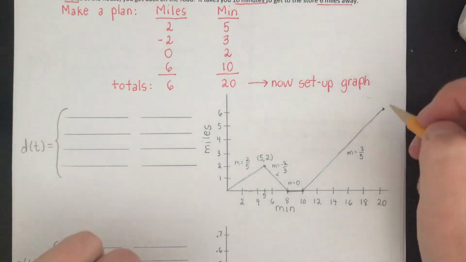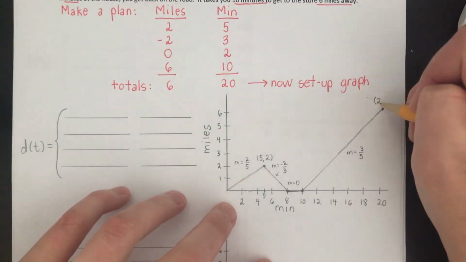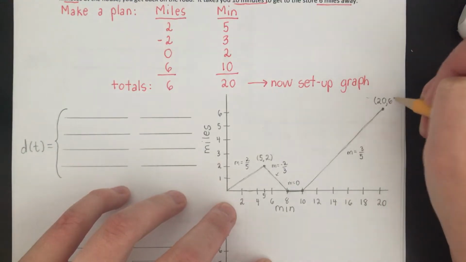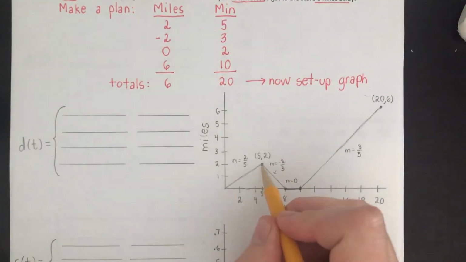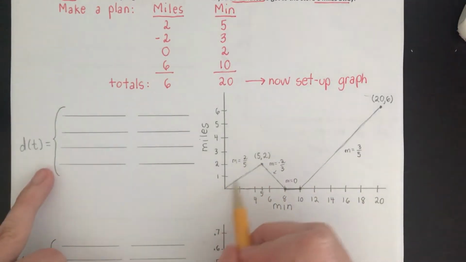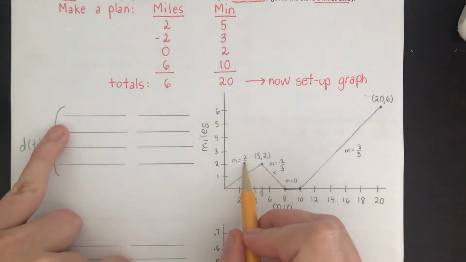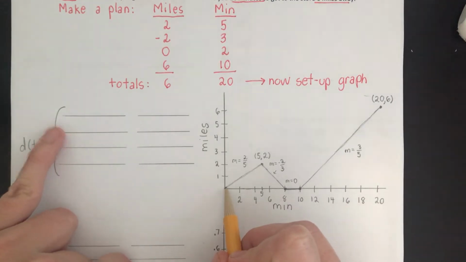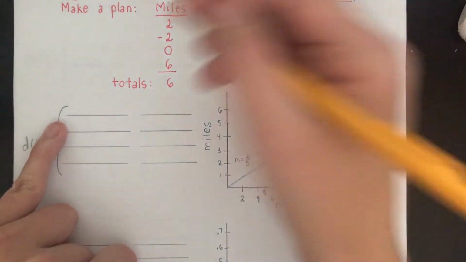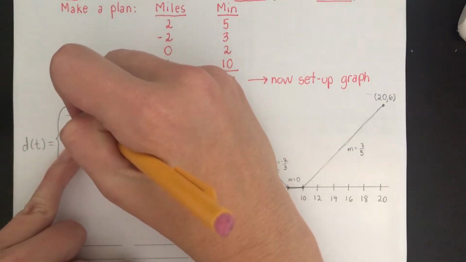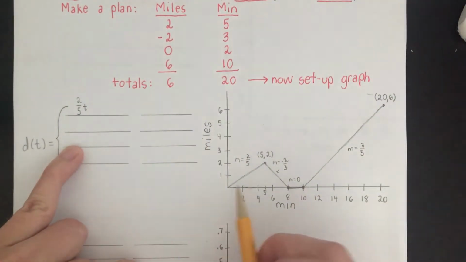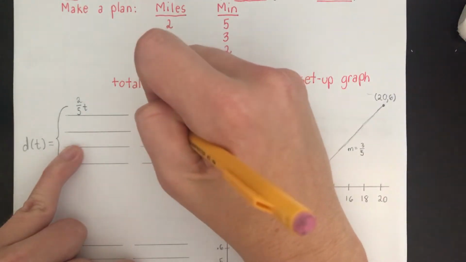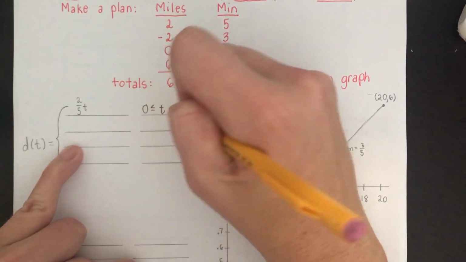Okay. My last coordinate here is the coordinate 20, 6. It's really the only one I need, other than this one here too. Okay, so here, my first equation, I have the slope and I have the y-intercept, so I'm going to use slope-intercept form. So it would be 2/5 t. I don't need the plus 0. And that goes from 0 to 5. T from 0 to 5.